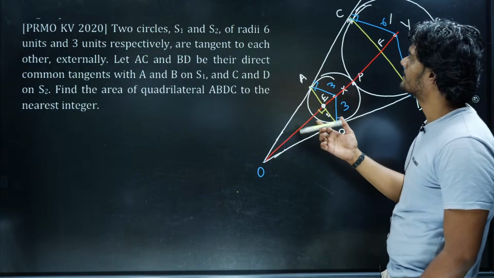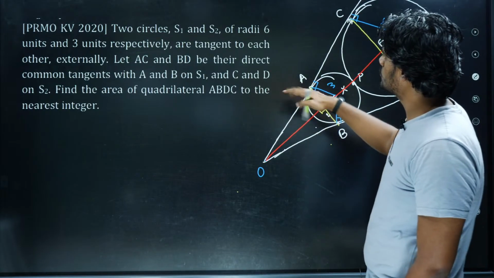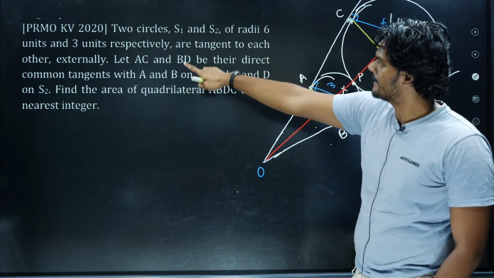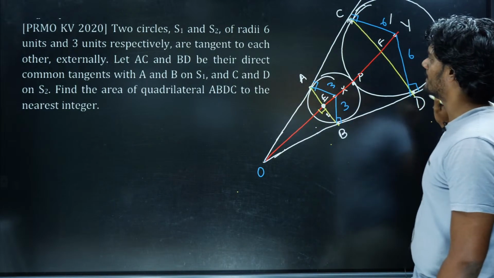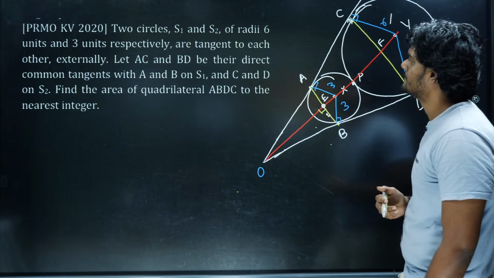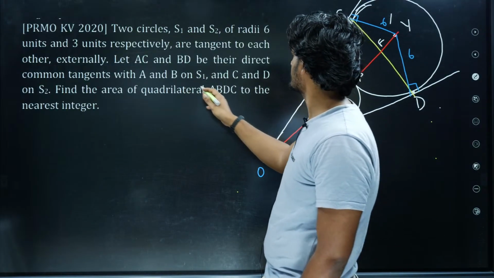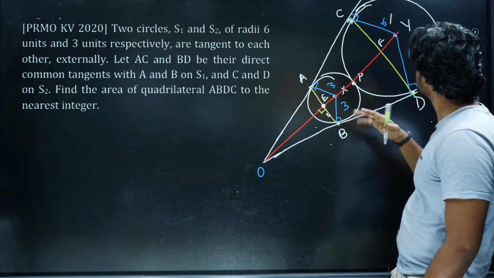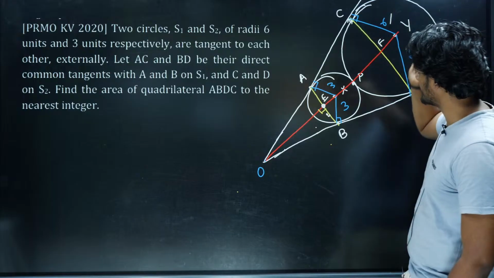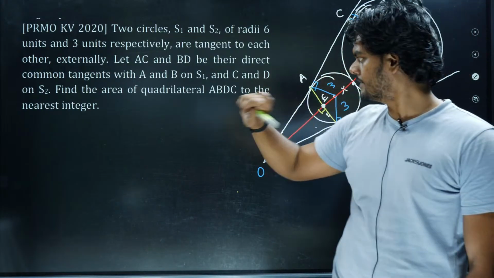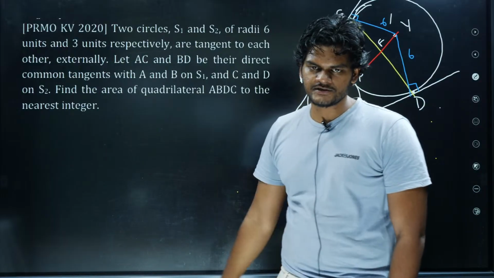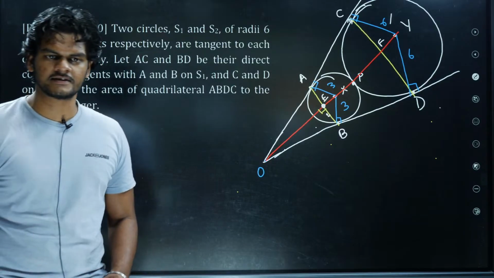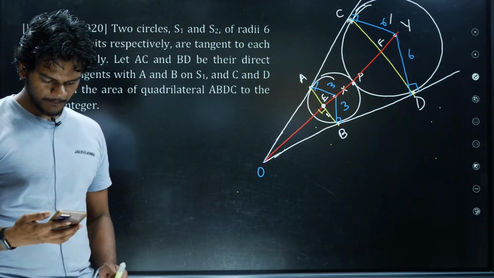And then the two external common tangents, AC and BD, are two common tangents, and we want to find the area of the quadrilateral ABDC. So this is the diagram, and those are the numbers. We have 3 and 6. Figure out what the answer would be. We want the nearest integer answer. So have a look at it. I'll wait for a few minutes since it is live.